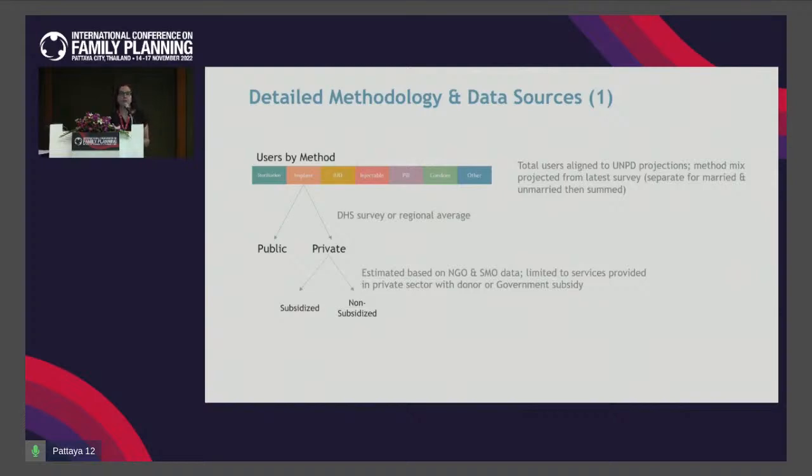And then we use an analysis developed by LEAP, leveraging data from social marketing organizations, from NGOs, from the DKT social marketing statistics, as well as from some government data to try to make that distinction of public versus private sector. This is all done by method and country, so accounting for the fact that these markets often look different across methods within a country, but also across countries as well. So we get our quantities, and then we apply these to price points.